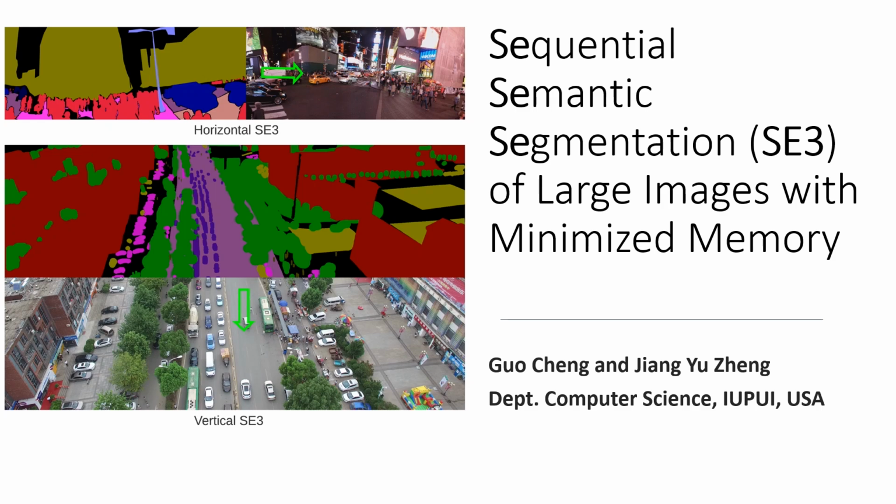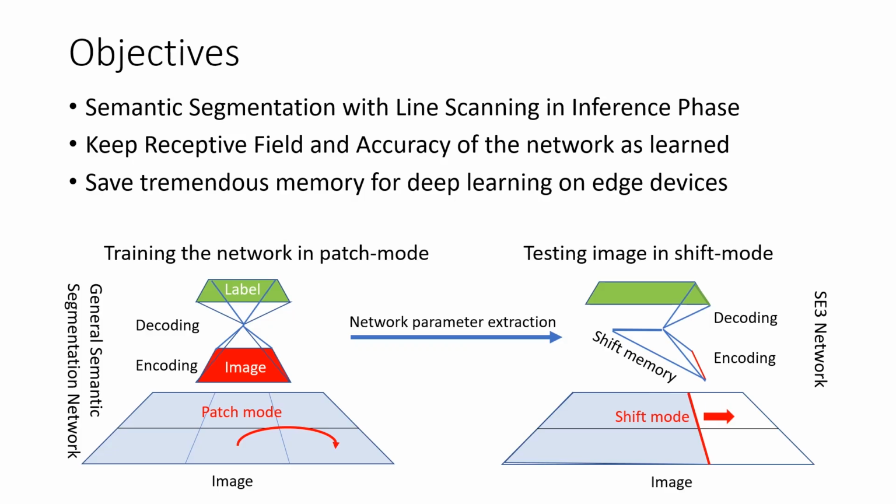This work talks about semantic segmentation, but it's different from normal approaches. We have one line to scan the images from left to right or from top to bottom, or even inversely. This approach gives the benefit of using minimum memory, so that semantic segmentation can be applied to edge devices. It is well known that semantic segmentation has an encoding and decoding part.